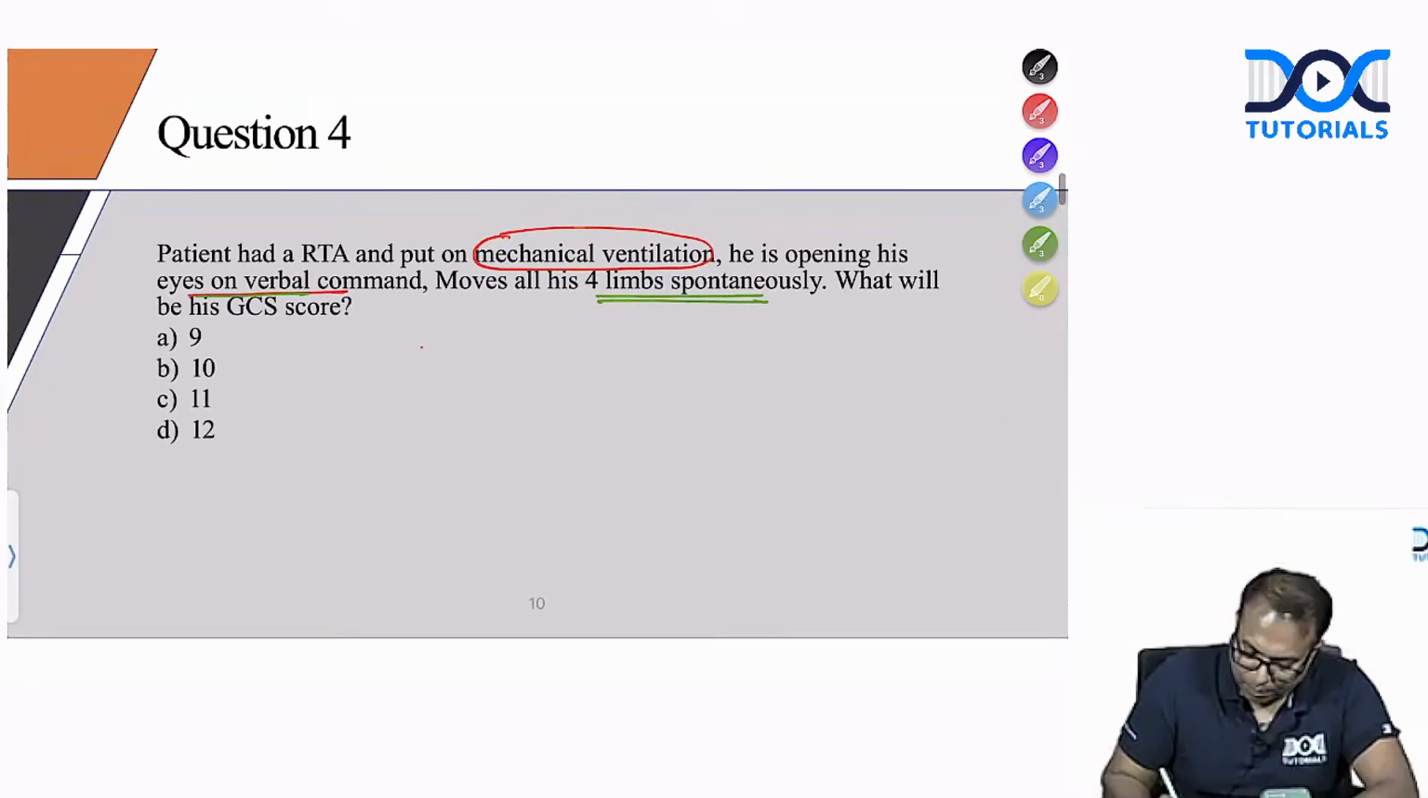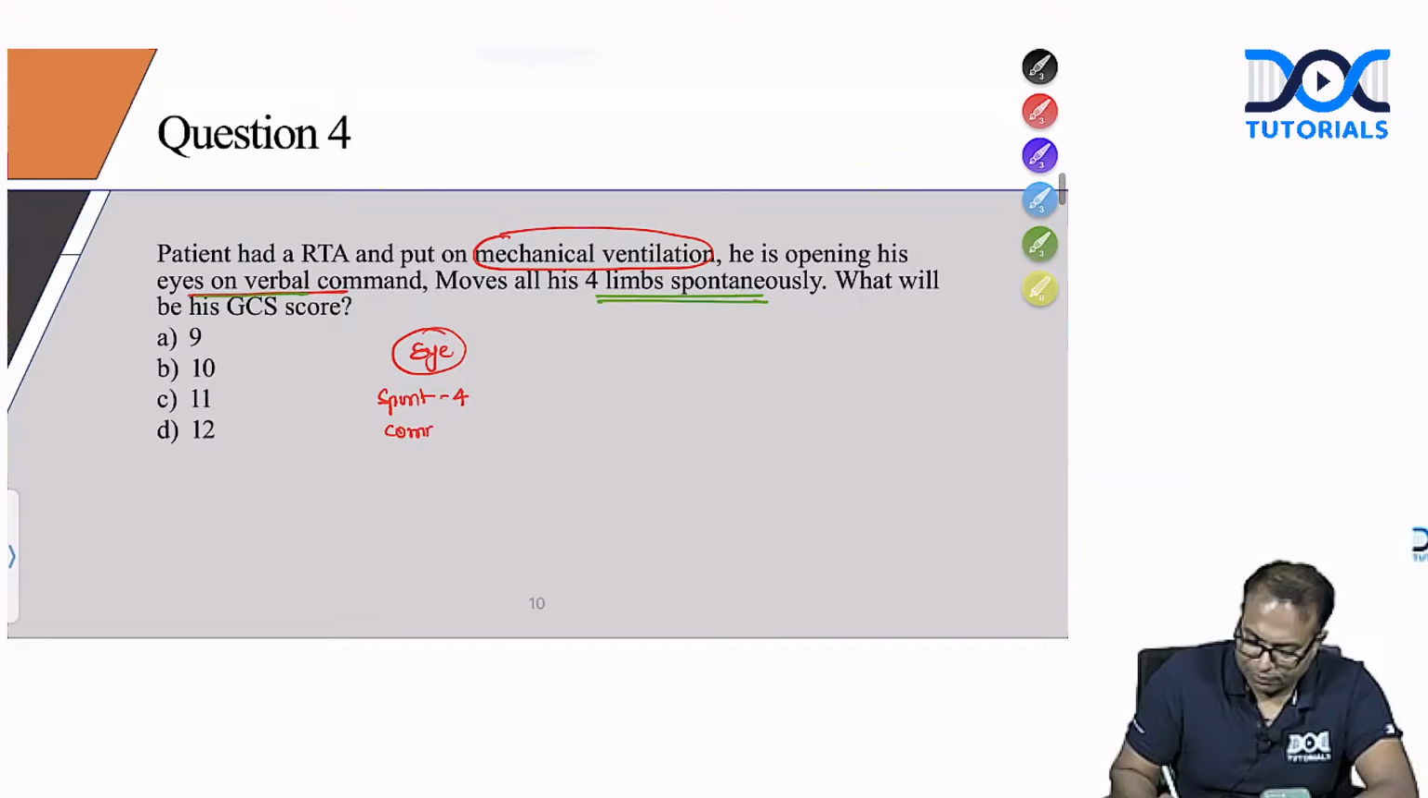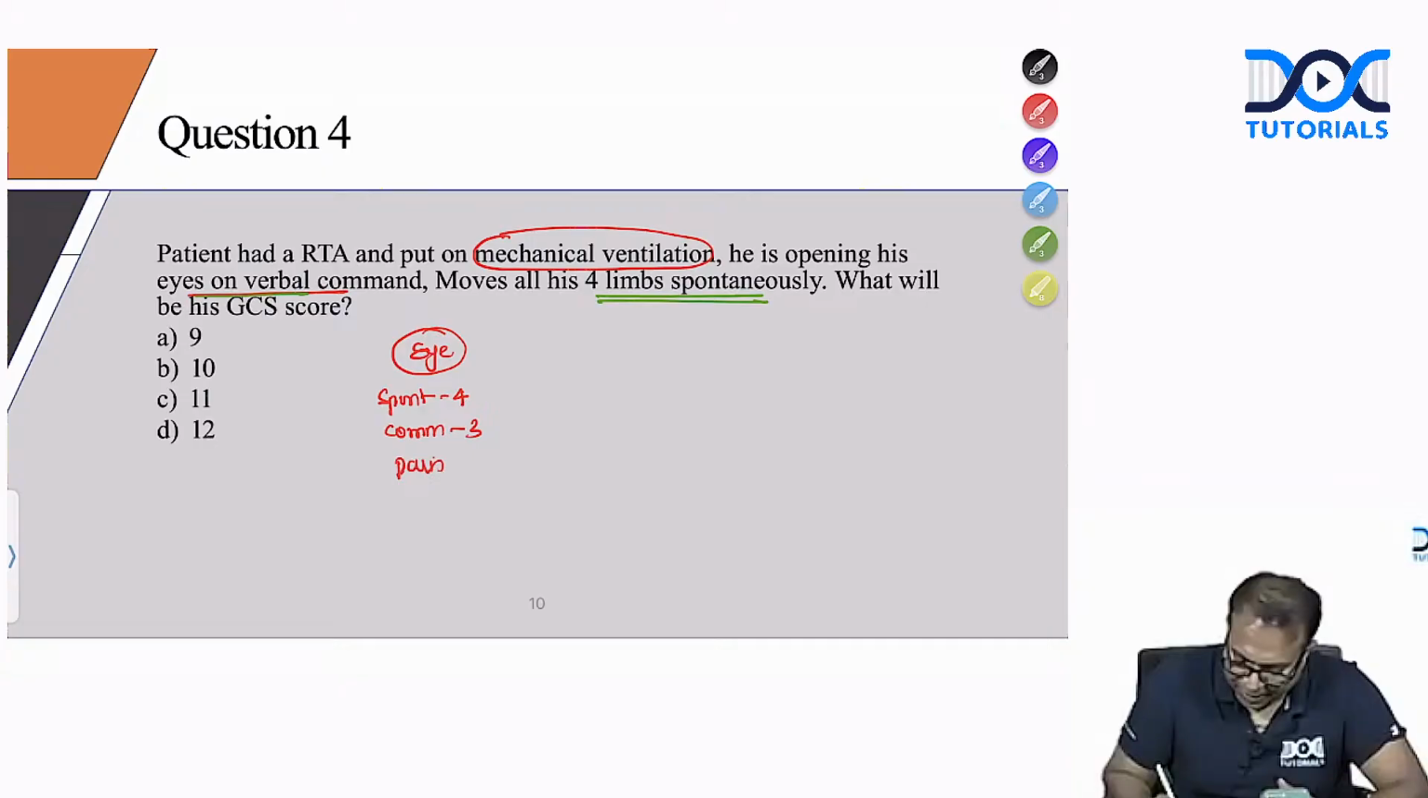So eye opening is easy to remember. Spontaneously opens, give 4 points. On command, if he is opening, 3 points. When I call him, he's opening, 3 points. To pain, 2 points. Not opening is 1 point.